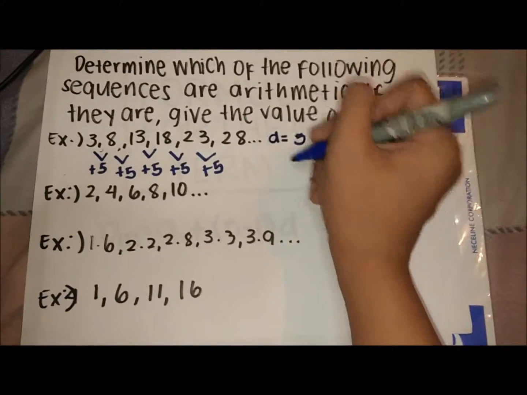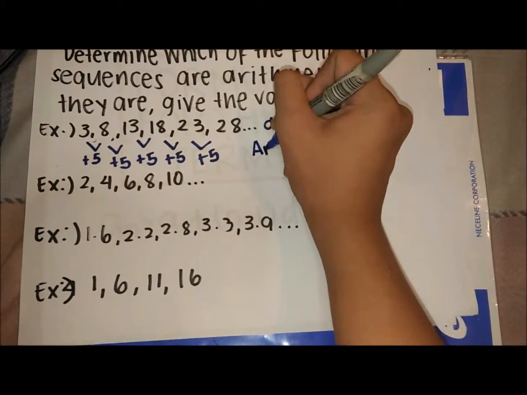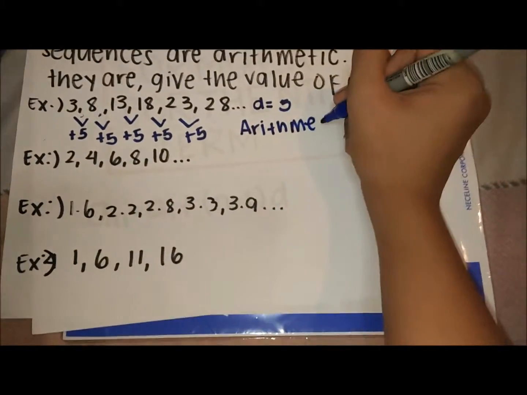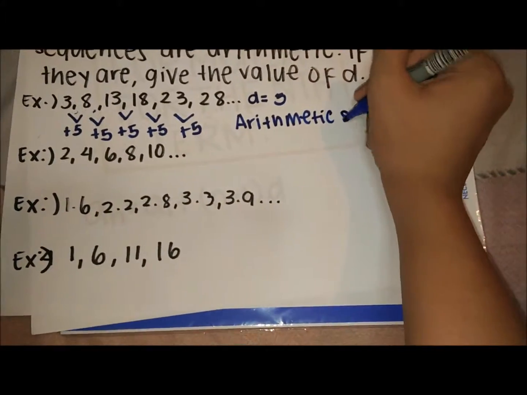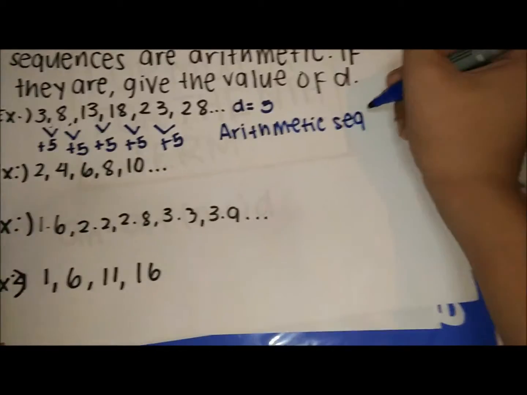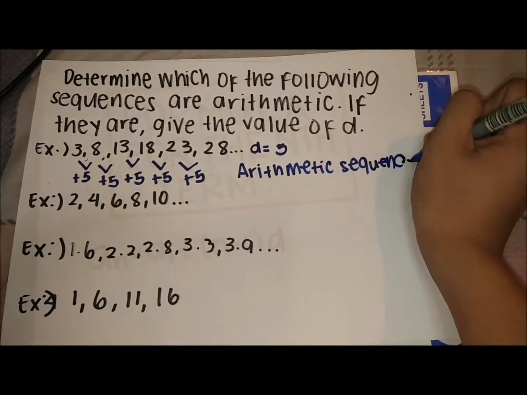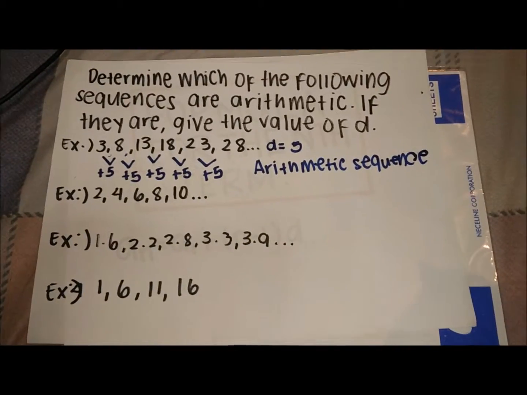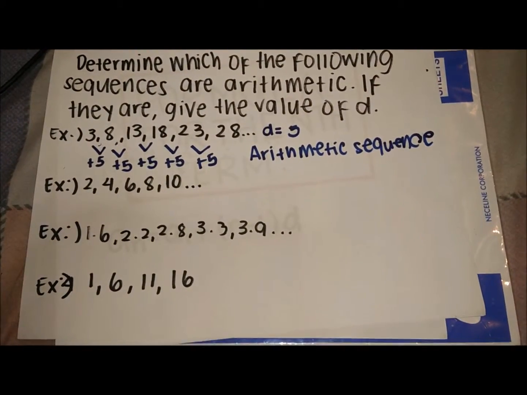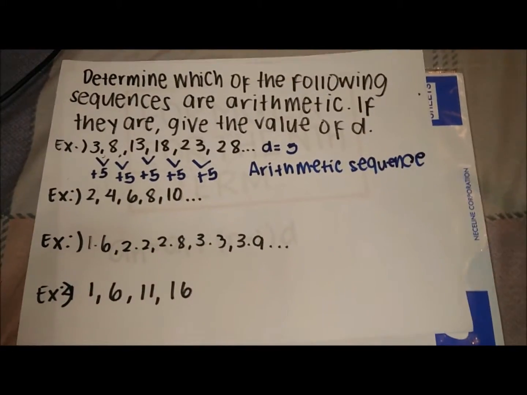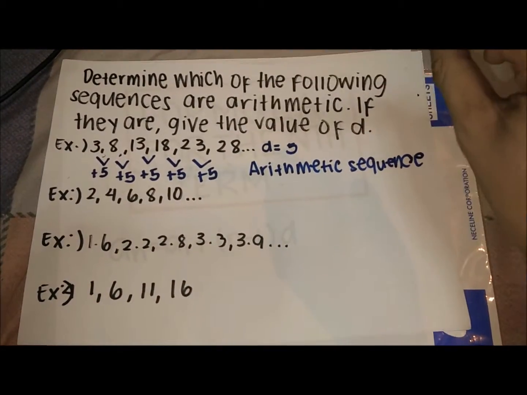And this is an arithmetic sequence because, as we said a while ago, an arithmetic sequence differs by a constant amount. And the constant amount here is 5.